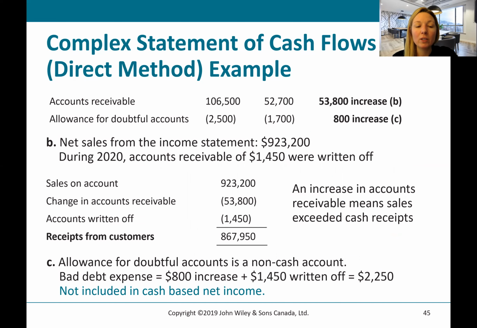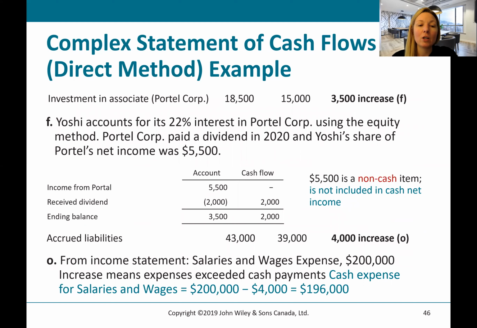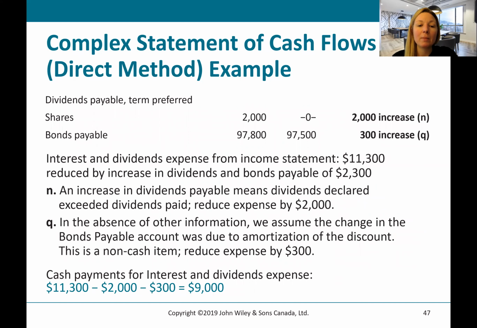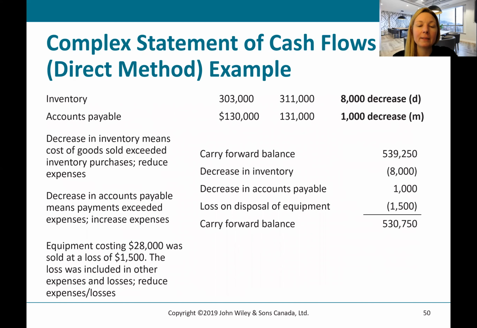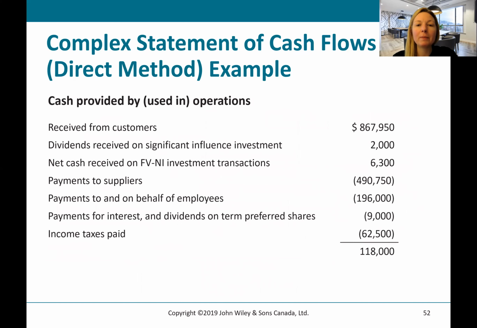So we've got our increased receipts from customers, our accrued liabilities, bonds payable, income tax, prepaid expenses. I'm just going to flip through this example because I don't think we've been given all the information that we need here, and it's not reasonable for us to reference the text right now.